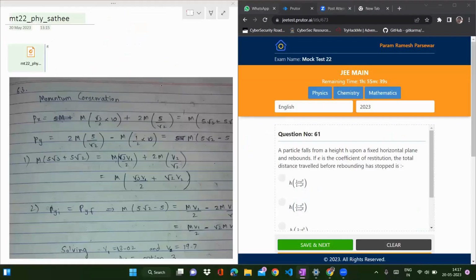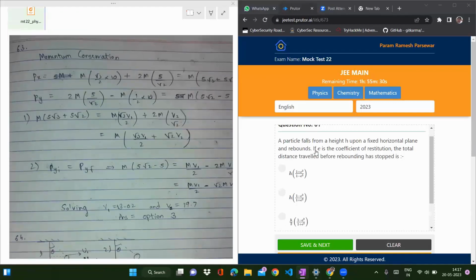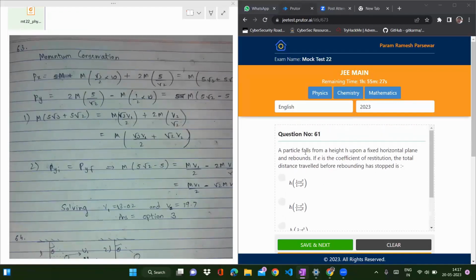Today we are going to solve mock test 22, the physics section, and we will start with it. Here on the screen you can see question number 61. The question says a particle falls from a height h upon a fixed horizontal plane and rebounds. If e is the coefficient of restitution, the total distance traveled before rebounding has stopped is.